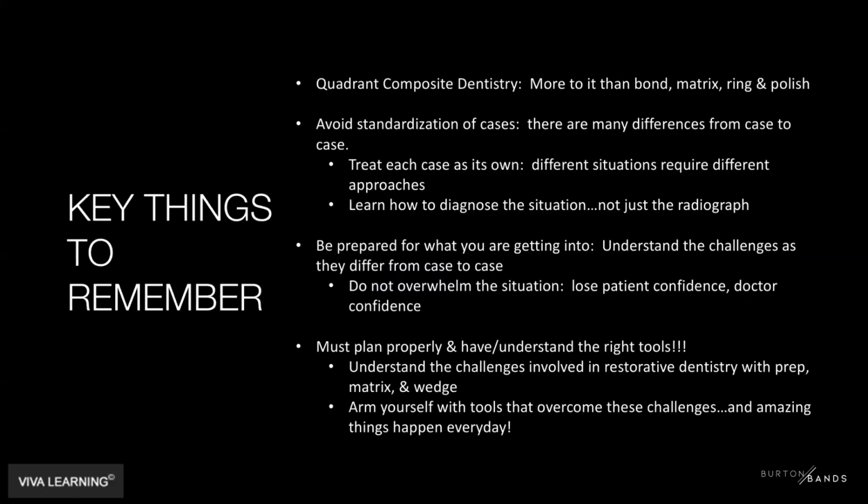Quick take home things. Just remember, there's more to Class 2 and any composite than bond, matrix, ring, and polish. It's what we focus on a lot, but make sure we're focusing on the little things, the key fundamentals: the patient, the prep design, the matrix, and the wedge. Keep using your rings, whatever you're using. You don't have to go out and buy brand new systems. Just change and modify a few things that you're doing. You're already doing a lot of things right. Just modify a couple of these things and you might see a huge difference very, very quickly.